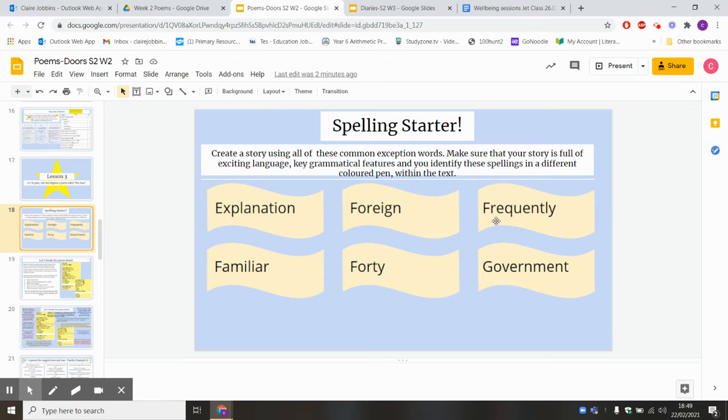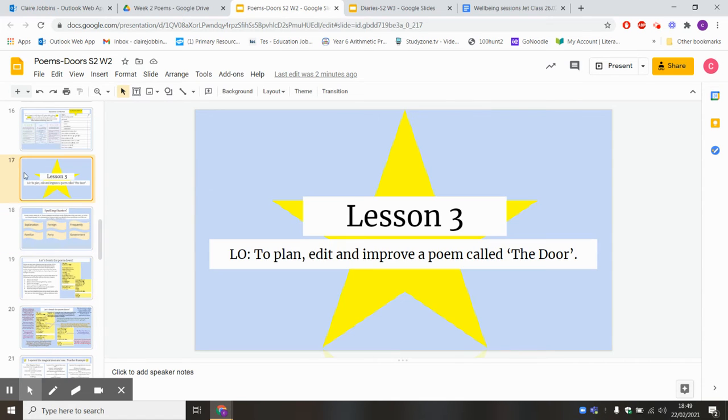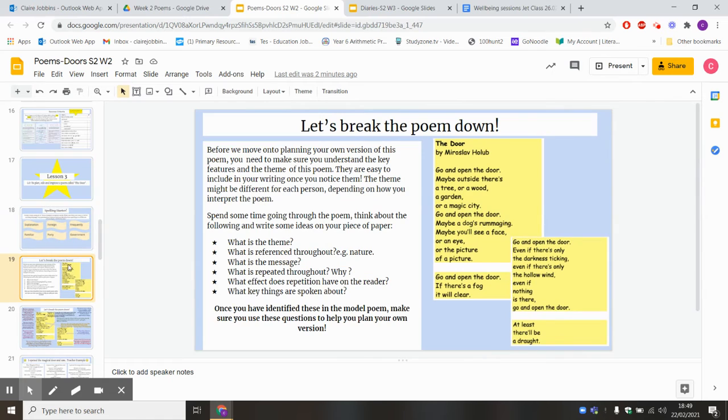Hello and welcome back. You should have paused the teaching point and had a go at your spelling starter. You should now be coming back to me ready to start lesson 3 today, where we are planning, editing and improving a poem called The Door. So the first thing we need to do with any form of poem is to use either this version or the model that you wrote in lesson 2 to help you write your own plan.